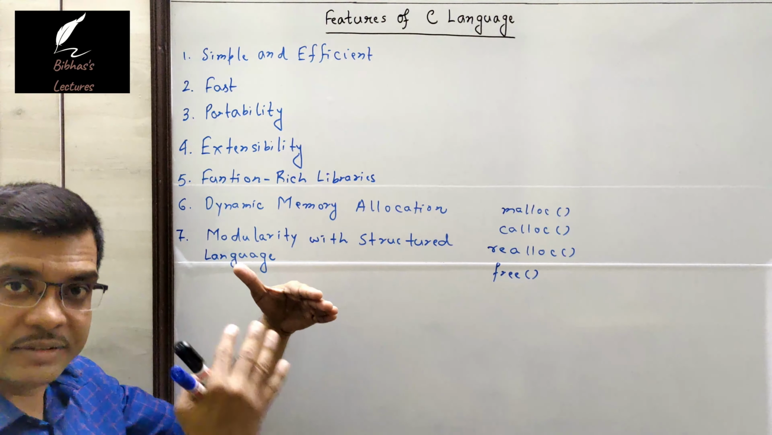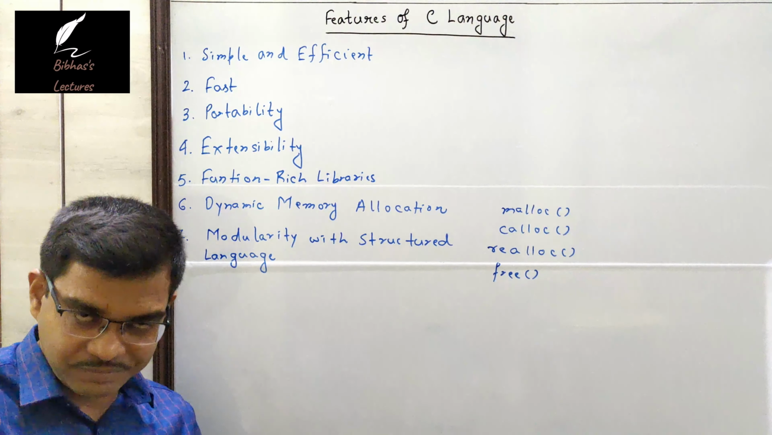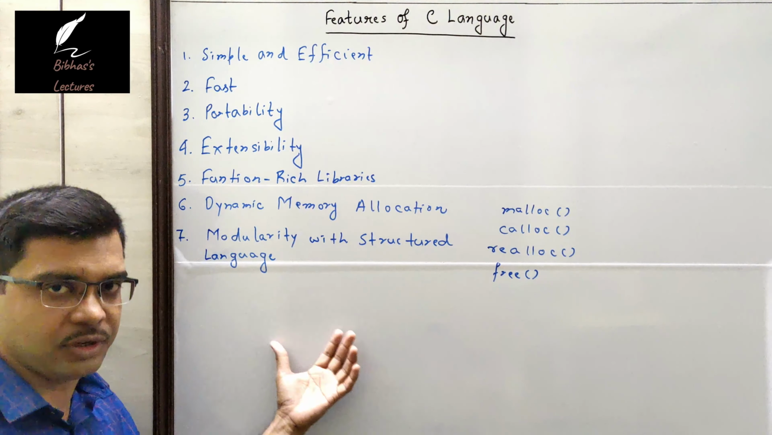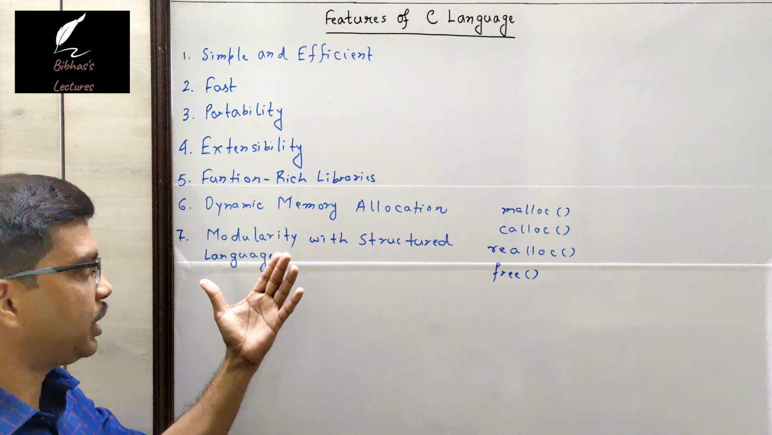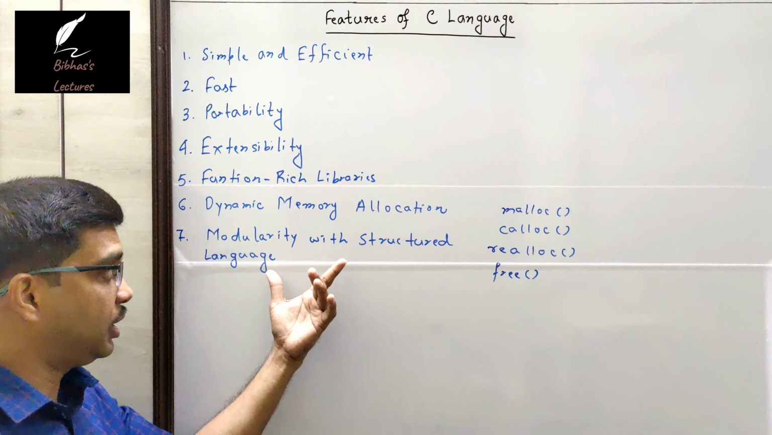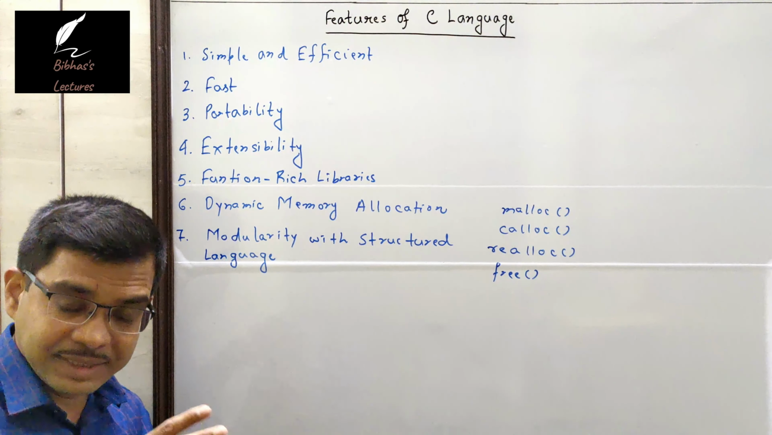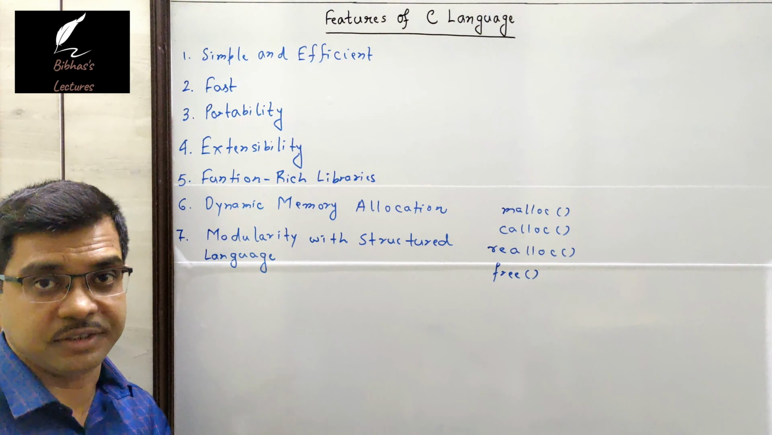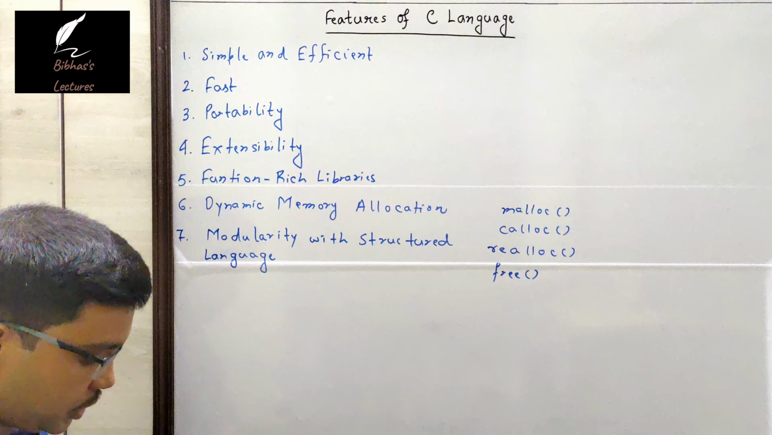Whenever you are modularizing the program, it looks better, it is very easy to handle, and whenever a particular function needs to be called, it can definitely be called from the main function. That's why it is called a modularized program. In C language, this modularity feature is very helpful for the programmer to read and understand the program, and also to write the program.